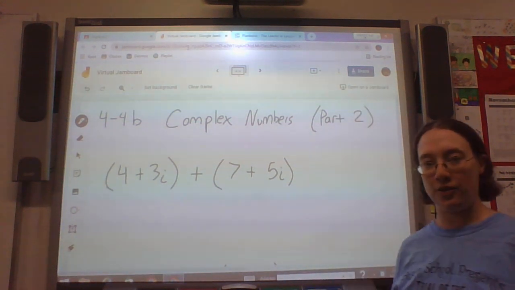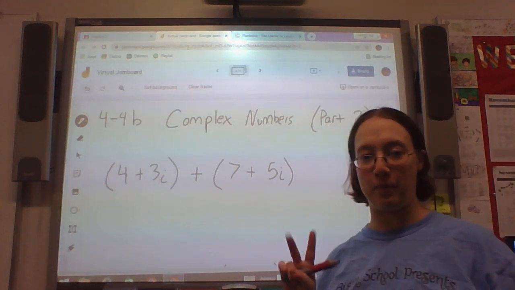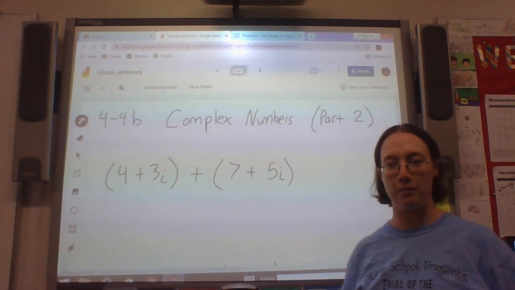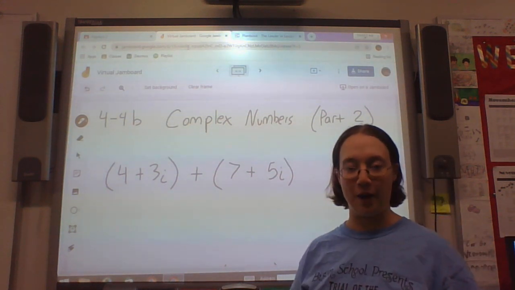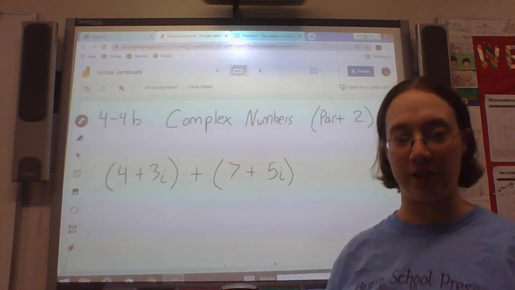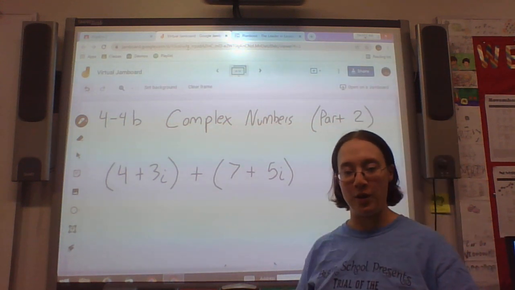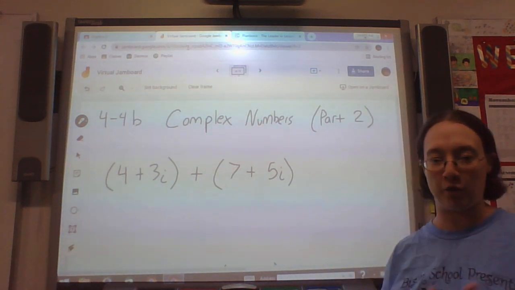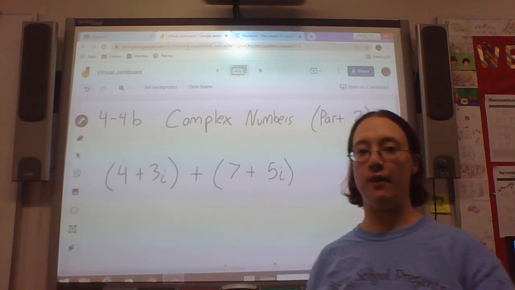Alright, hello Algebra 2. So today we're looking at the second part of what we're doing with complex numbers. Thursday we looked at what complex numbers are, where these imaginary numbers are coming from. Today we're looking at doing some operations with them. So we're adding them, subtracting them, multiplying them, dividing them.